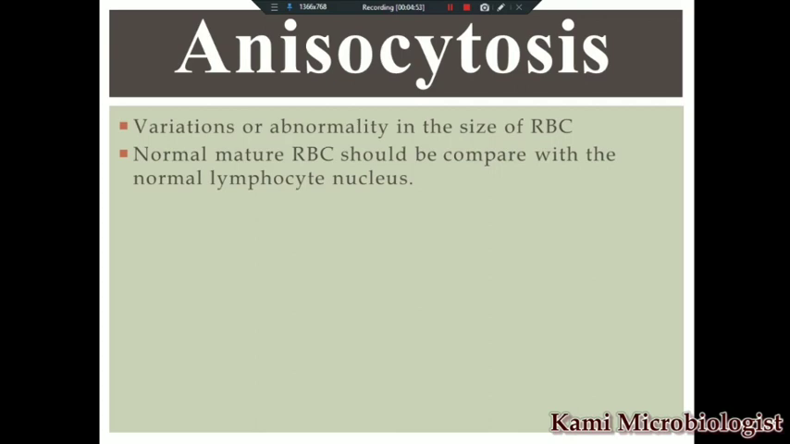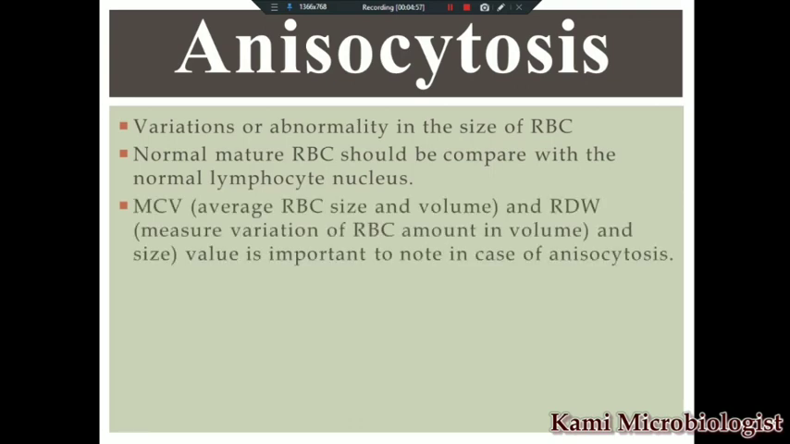Then we have another point: remember, the normal mature RBC has a normal size, similar to a lymphocyte nucleus. And whenever you want to see and study anisocytosis, before that you have to know about the MCV.